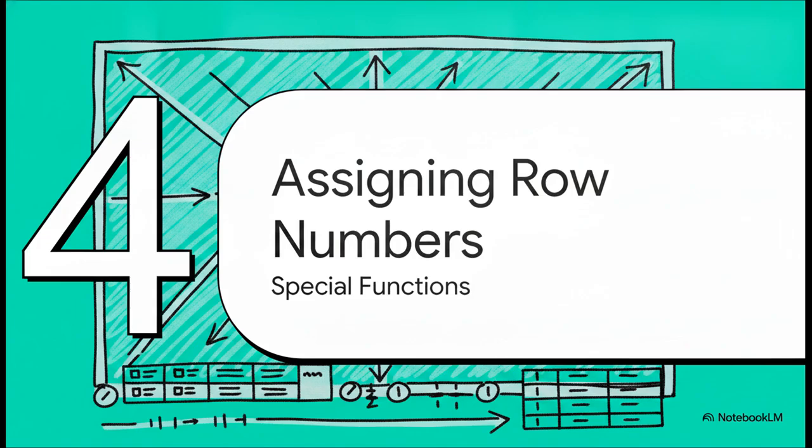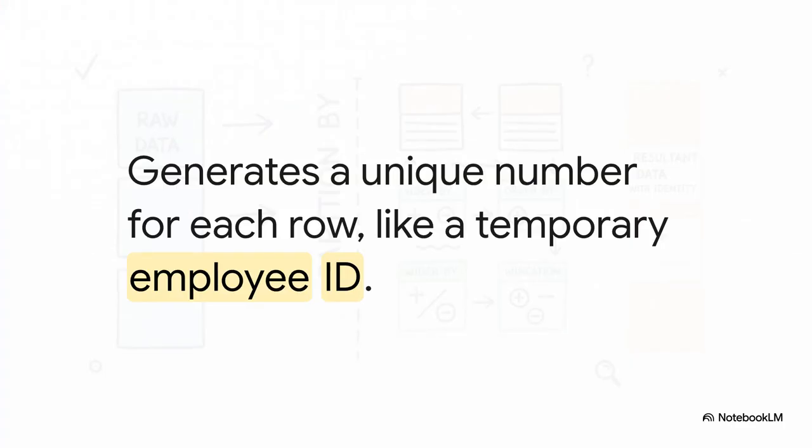Next up, section 4, assigning row numbers. Now that we've successfully saved our identities, let's play with some special things window functions can do. The row_number function is fantastic. It generates a unique number for each output row, kind of like printing a temporary employee ID on the fly. If we use row_number over our gender partition and order it by salary descending, that sequence is going to repeat itself uniquely for each gender group.